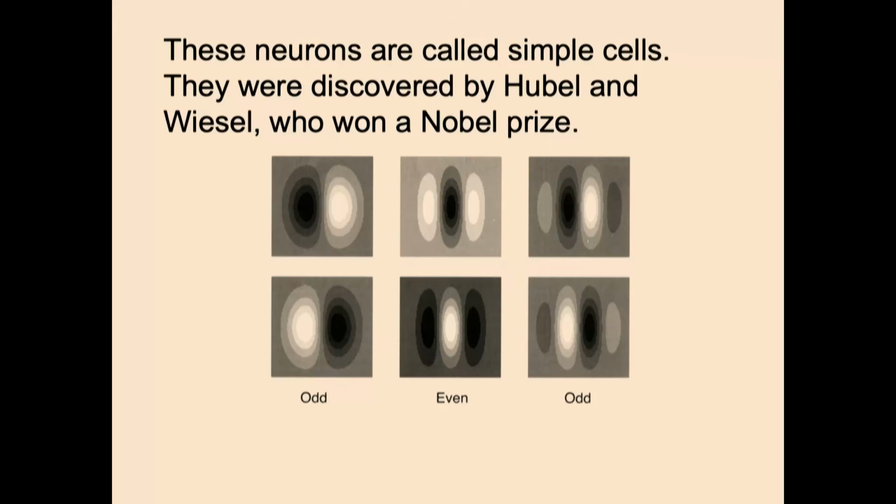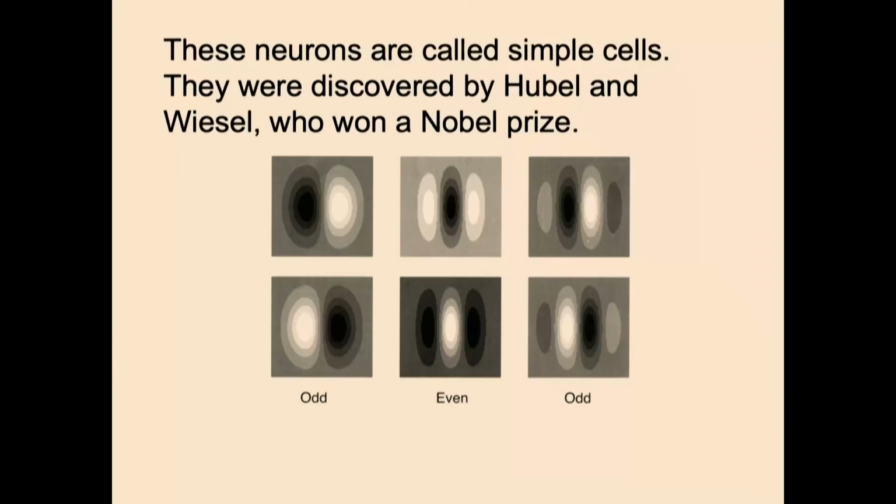Okay, so these neurons were discovered by Hubel and Wiesel, neuroscientists who worked for many years at the Harvard Medical School and won a Nobel Prize for this and related discoveries. These neurons were dubbed by them simple cells, okay? And that will be contrasted with complex cells that we'll see in just a second. All right, so you see these when you get to primary visual cortex.